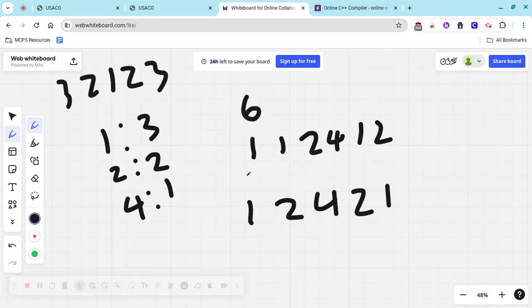This is symmetric. 1, 2, 4, 2, 1 reads the same forwards and backwards. It's increasing to 4 and then decreasing. And also there are no two adjacent cows next to each other. Notice how even though 1 has 3 occurrences, we don't care.